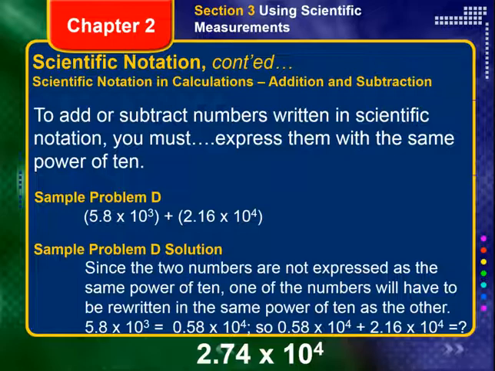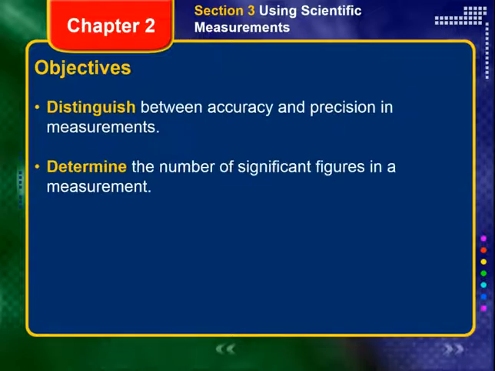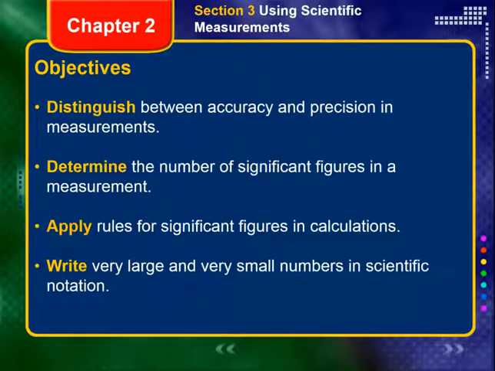All right, so what have we done in this video? We have distinguished between accuracy and precision in measurements. We've determined the number of significant figures in measurements. We've applied rules for significant figures in calculations. And we've written very large and very small numbers in scientific notation.